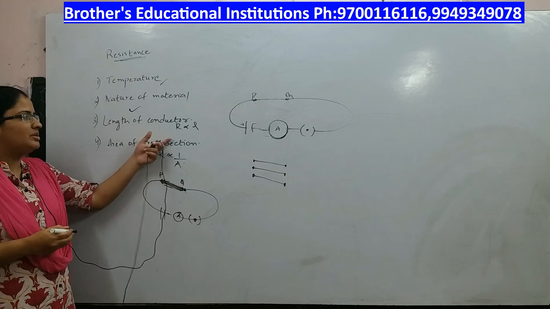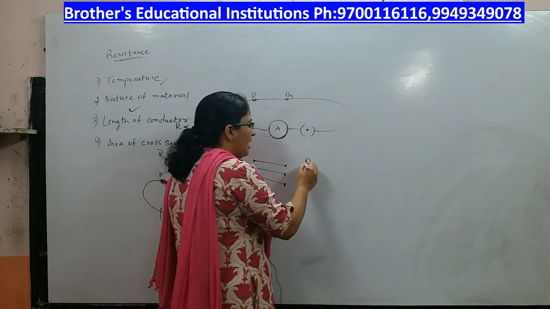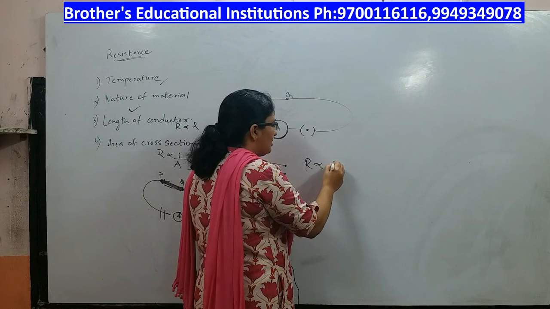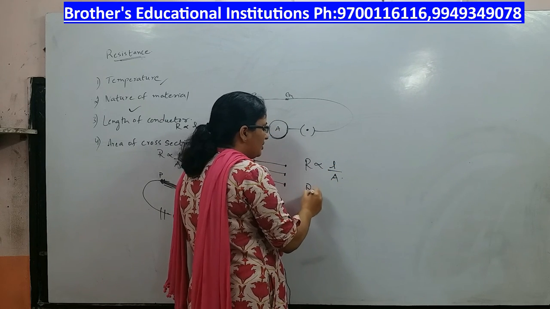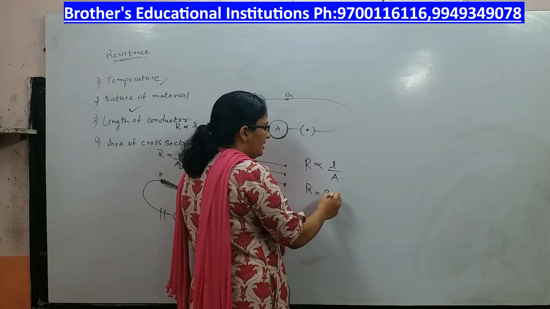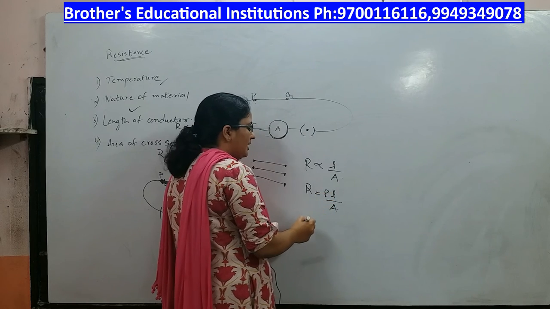It is directly proportional to the length of the conductor. If you combine these two, you get R is directly proportional to L and inversely proportional to A. Now remove this proportionality symbol and keep a constant. This constant is called resistivity. The constant rho is called resistivity.